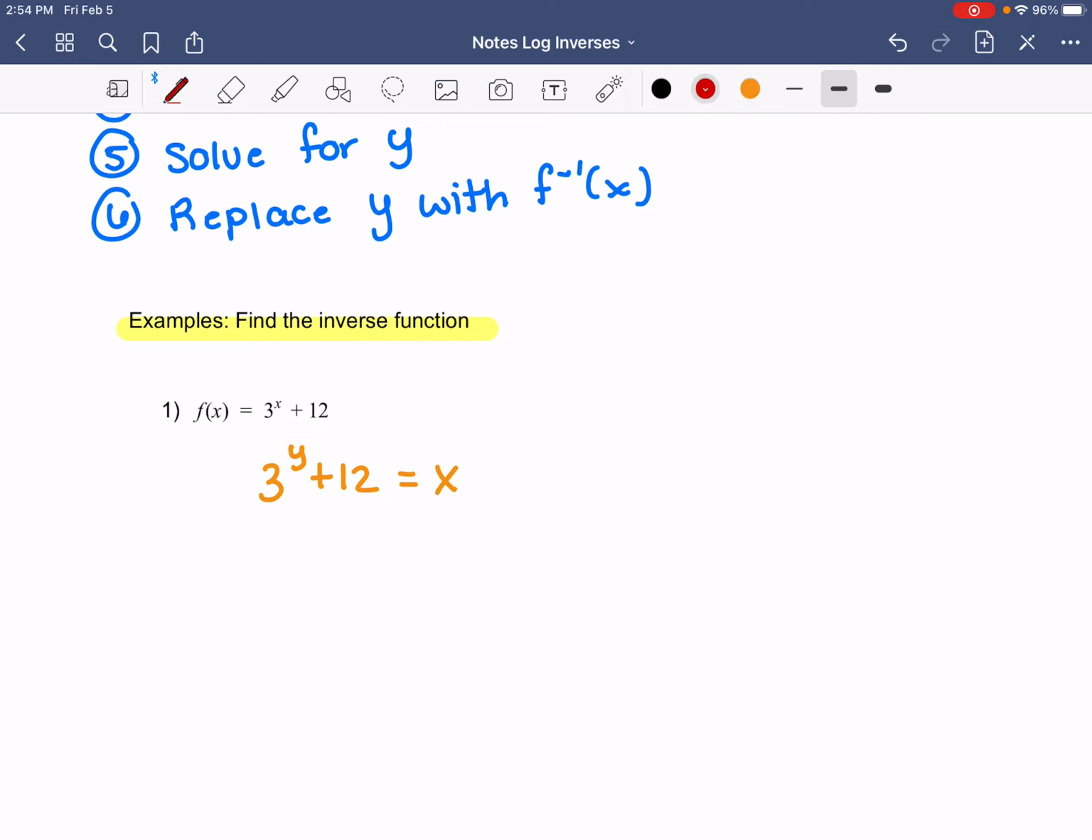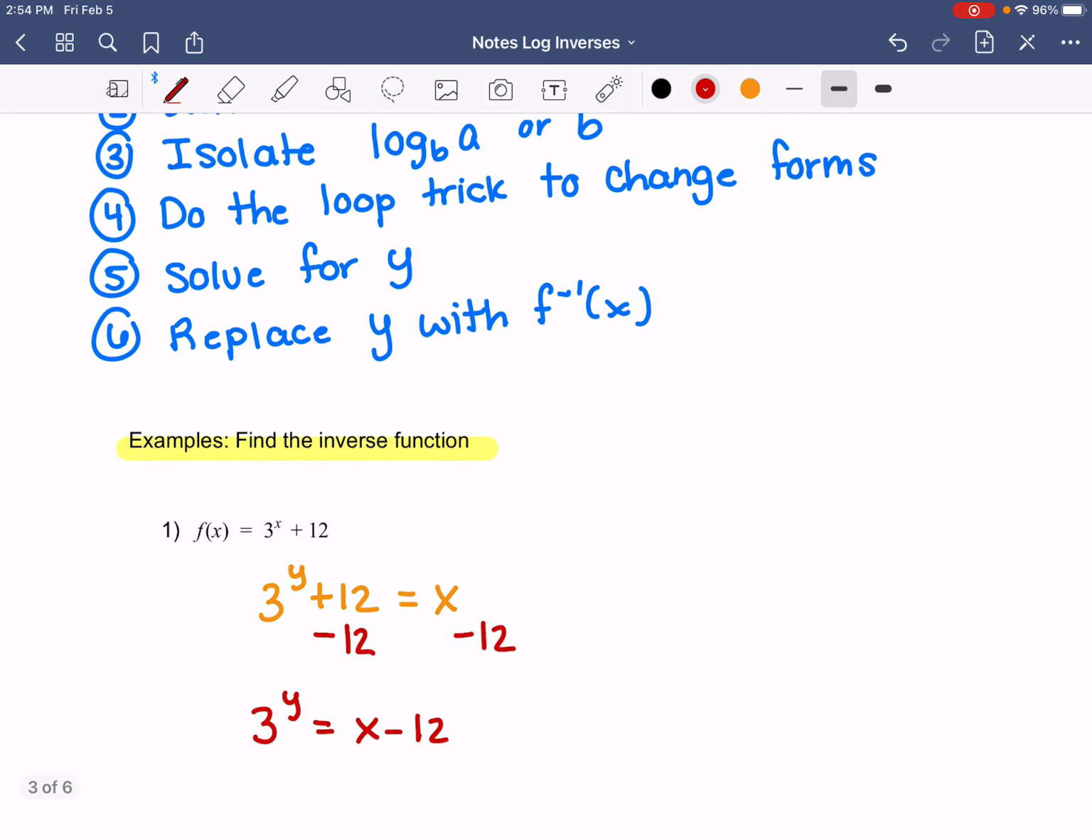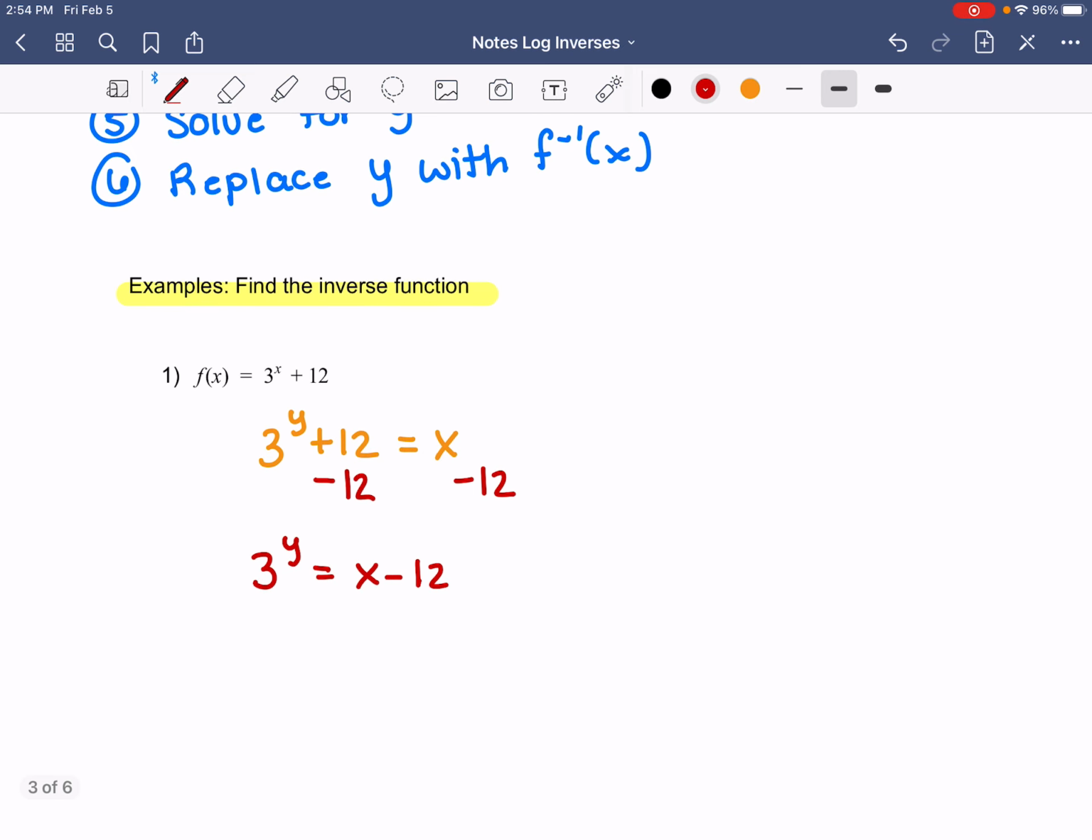The next step is to isolate your exponential piece. This is my exponential piece, my base to the power of something. I need to move that 12 over, so I'm going to subtract it on both sides. I get 3 to the power of y equals x minus 12. That was step 3, we isolated our exponential piece. Step 4 is to do our loop trick to change form. This is exponential, so we're going to log form. You start by writing the word log. Log base 3 of everything that's over here equals y. If there's more than one piece, you want to put parentheses around it, and then equals y.